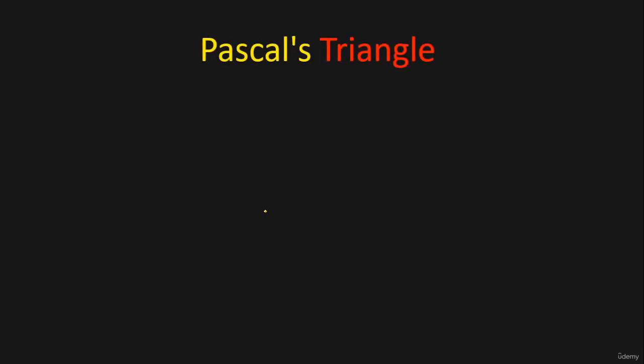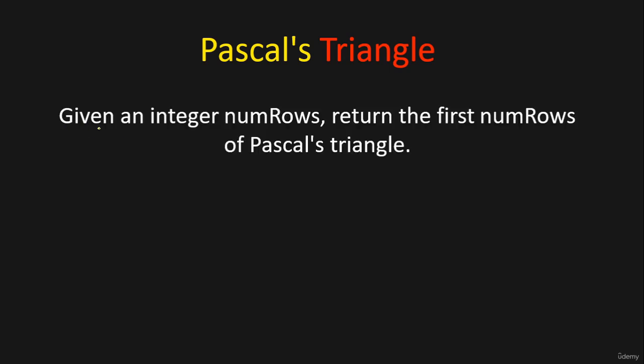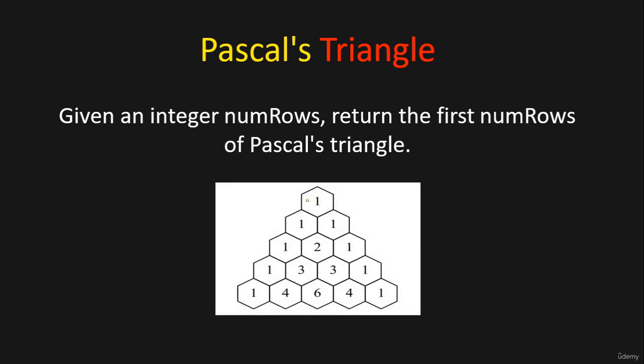In this video we're going to solve this coding interview question, Pascal's triangle. Given an integer numRows, return the first numRows of Pascal's triangle. This is an example of Pascal's triangle. Here we have numRows equals 5 because here we have the first 5 rows.